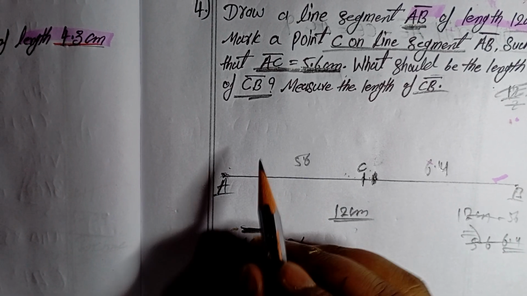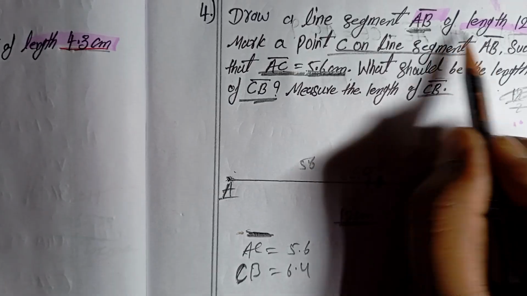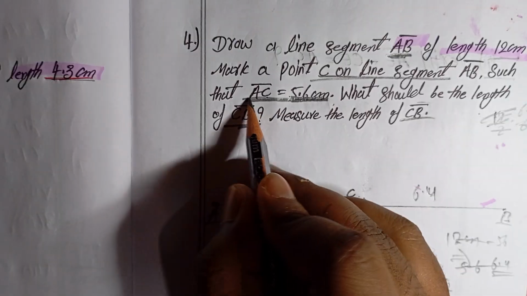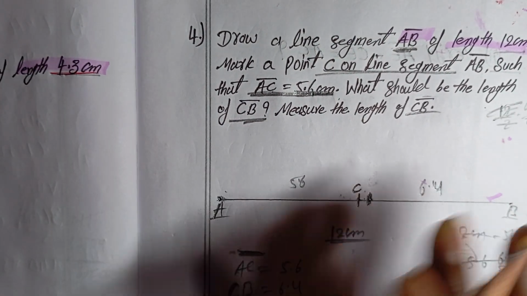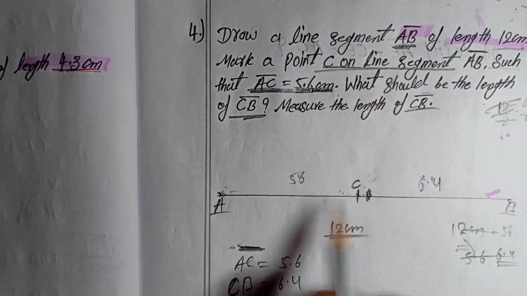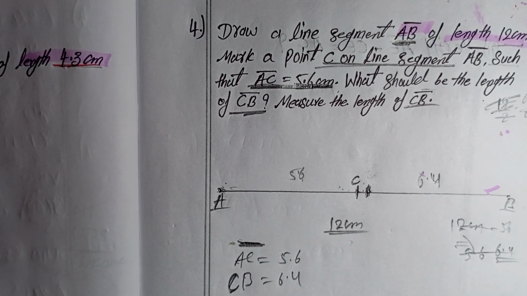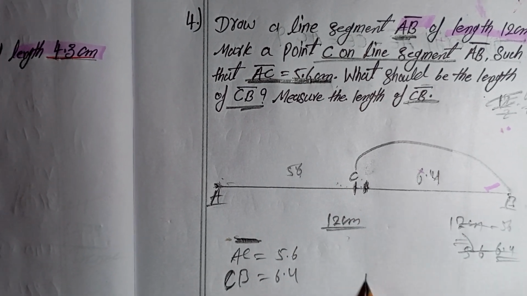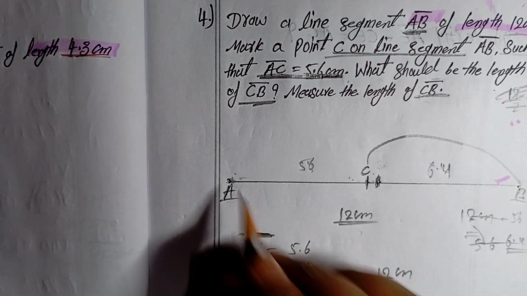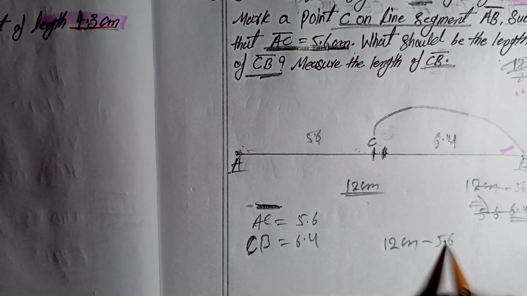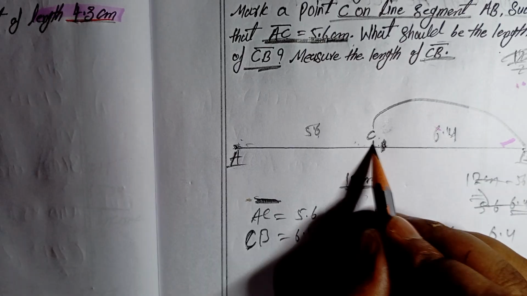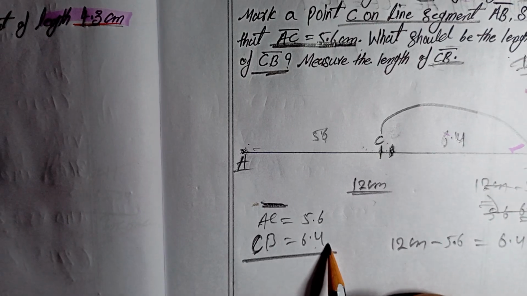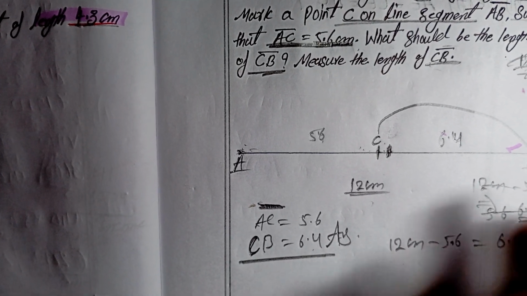Now, generally in this fourth question, what will happen? It is telling you to create AB as 12 centimeter. We created AB as 12 centimeter. Then AC, from A to C, is 5.6. We created AC as 5.6. Then it is asking for the measurement of CB, from C to B. We already know the total distance is 12 centimeter, and you created AC which is 5.6. If you subtract, you will get 6.4, and after measuring also we get 6.4 only. So that's why CB will be 6.4. That's the answer. Is it clear?